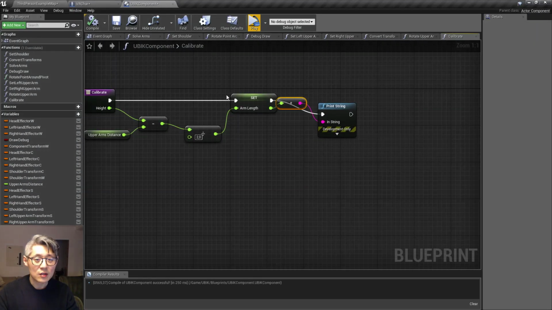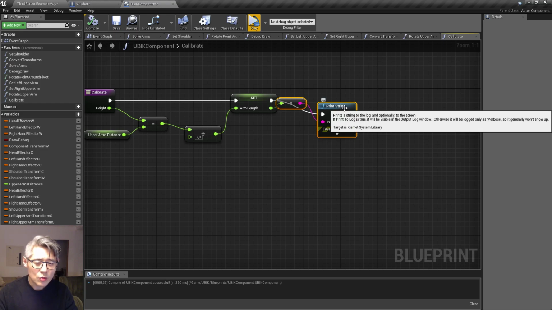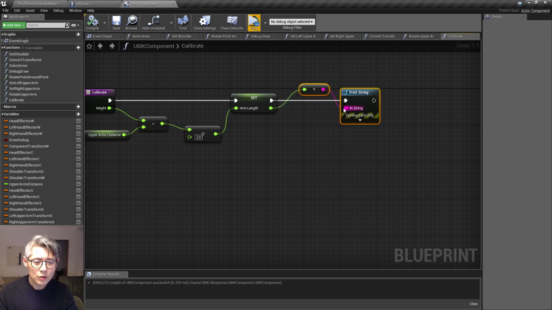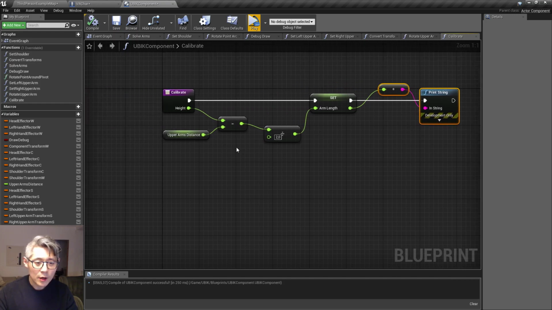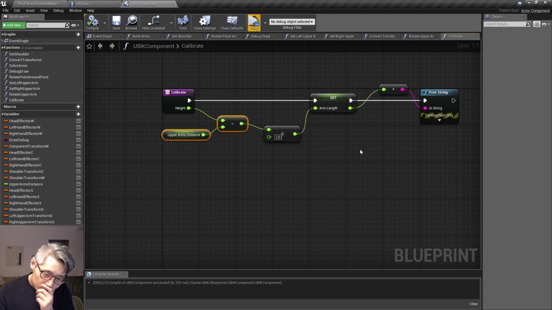So 76 it said. As I remember, this is a bit too high according to how I think it should behave. I actually think, let me just check something.